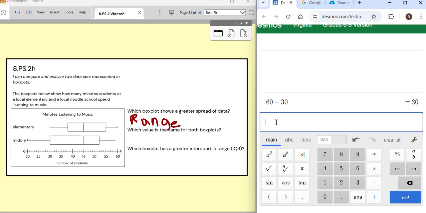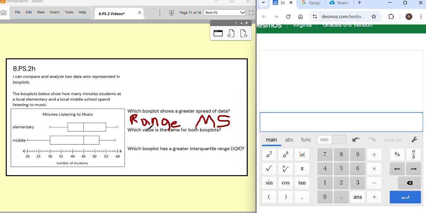Now let's check the middle school. The upper extreme is 59, and the lower extreme is 20. So that means the box plot with the greater spread of data is the middle school because its range is larger. So I'm going to go ahead and put an MS here. The middle school has the greater spread of data, and we use the range to figure that out.